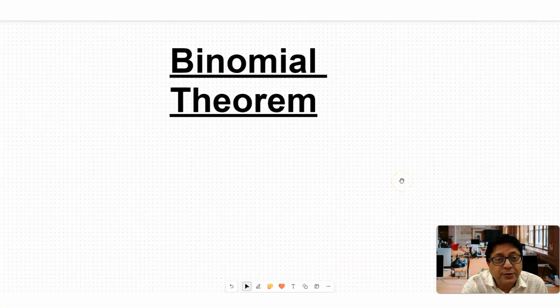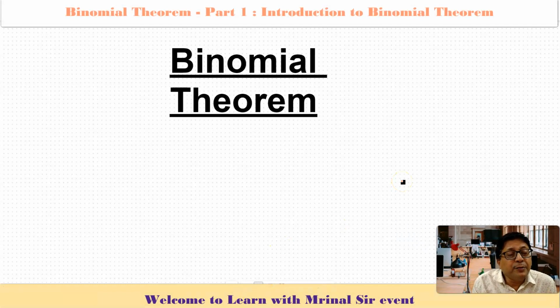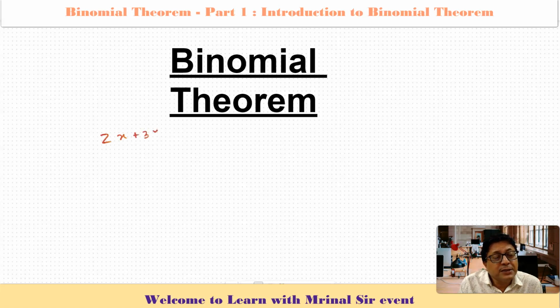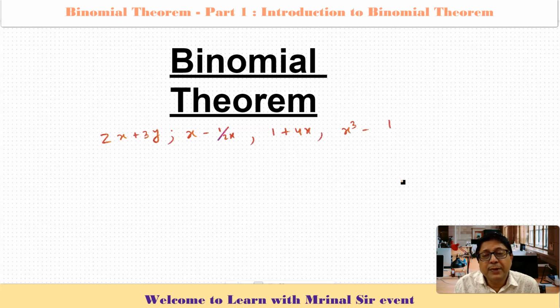Before you do binomial theorem, you must know what binomial terms are. If you have an expression like say 2x plus 3y, it may be x minus 1 by 2x. It may be 1 plus 4x. It may be even like this, x cube minus 1 by 3x square. All these are binomial terms.